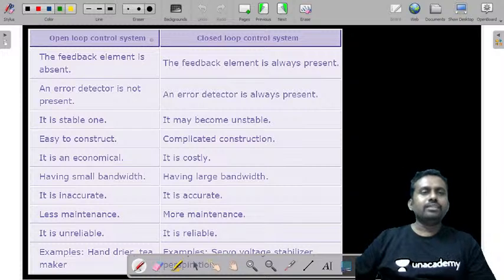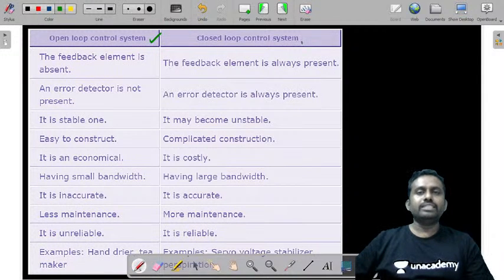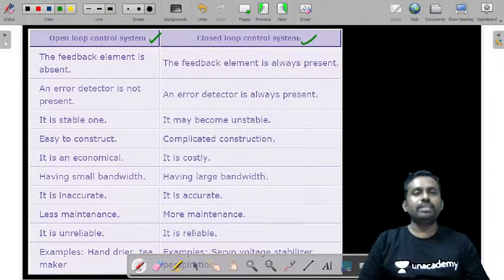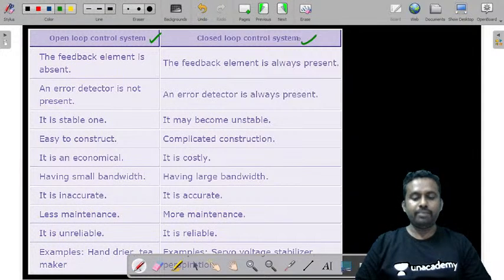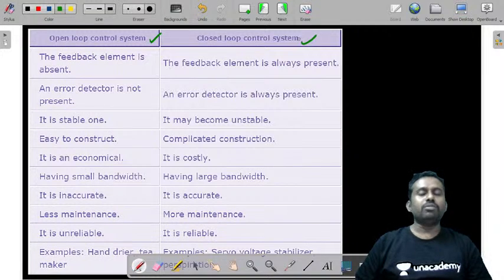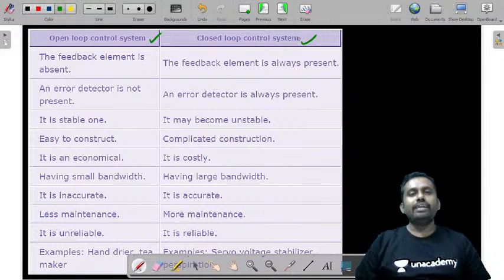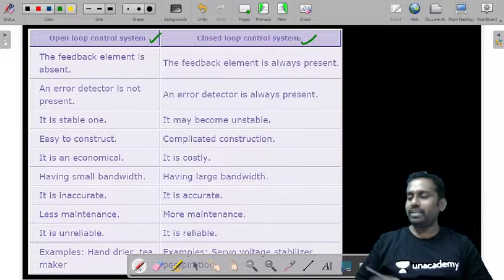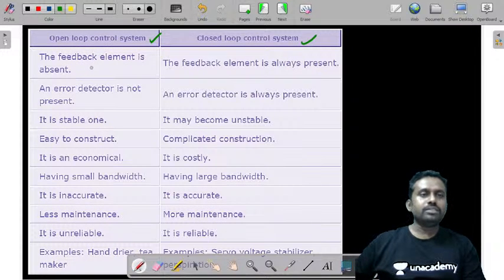Now let's see the differences between them. This is one of the questions frequently asked in your exams: what is the difference between an open loop control system and a closed loop control system, or compare and contrast open and closed loop control systems? As we have seen, in an open loop control system the feedback element is absent. In a closed loop control system the feedback element is always present.